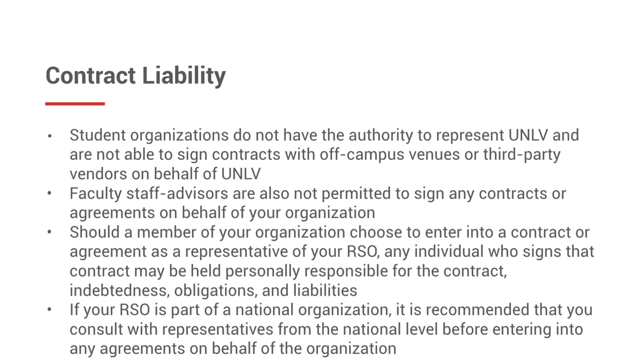As per the RSO manual, student organizations are considered separate entities from UNLV and may not act as an extension of the institution. Student organizations do not have the authority to represent UNLV and are not able to sign contracts with off-campus venues or third-party vendors on behalf of the institution. Faculty and staff advisors are also not permitted to sign on any contracts or agreements as representatives of UNLV on behalf of your organization. Should a member of your organization choose to enter into a contract or agreement as a representative of your RSO, any individual who signs that contract may be held personally responsible for the contract, indebtedness, obligations, and liabilities. This means that the responsibility to uphold the contract, pay for the agreement, and assume any liability falls on the organization and the students who sign the contract and not on UNLV.